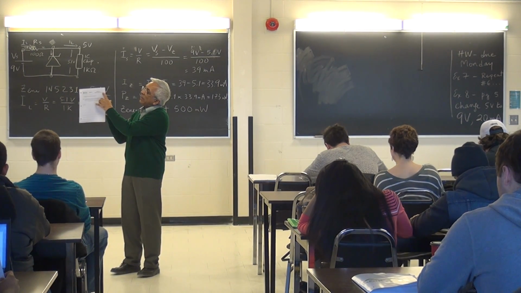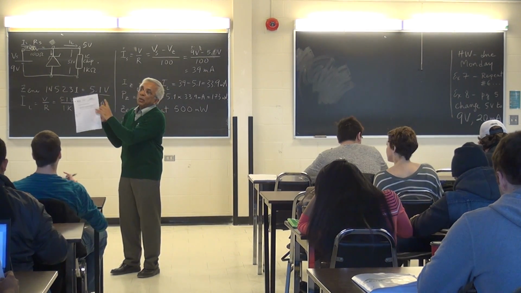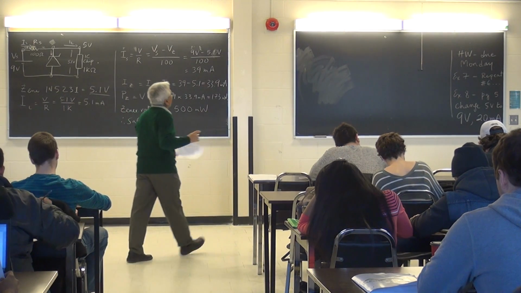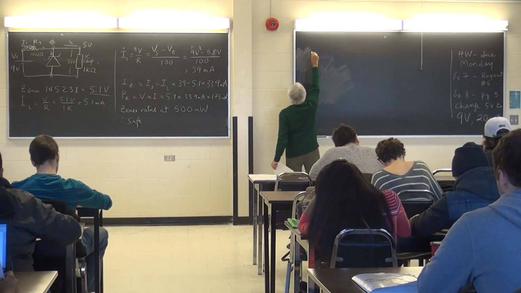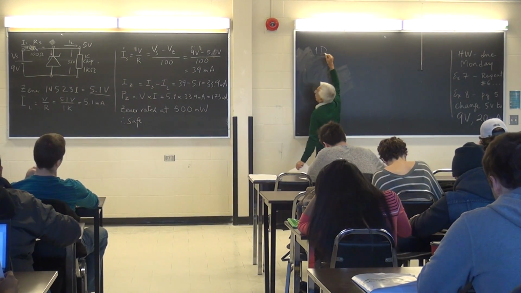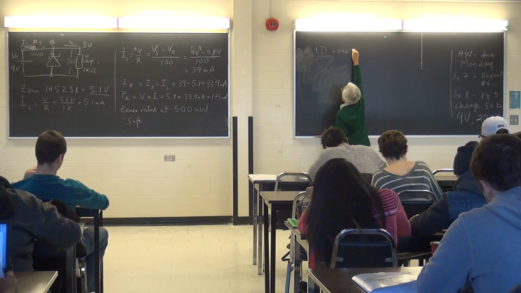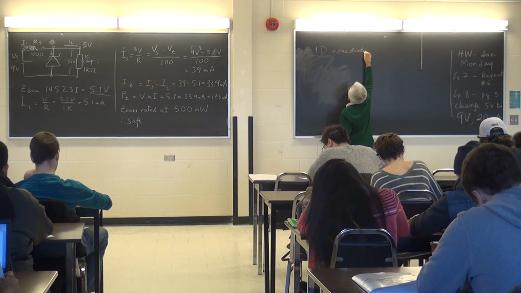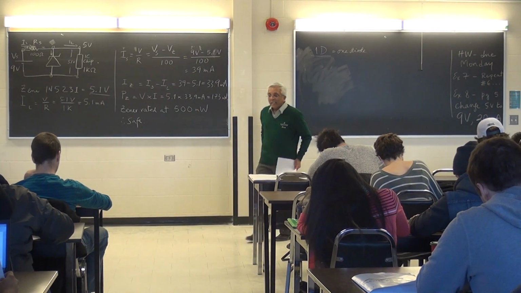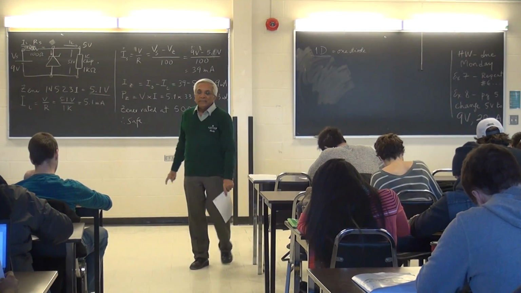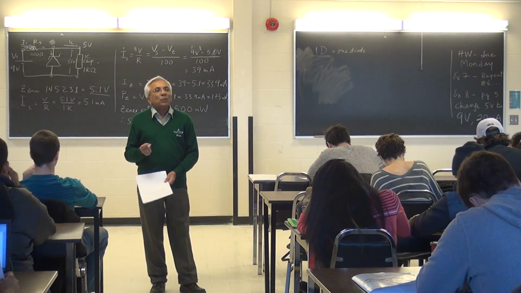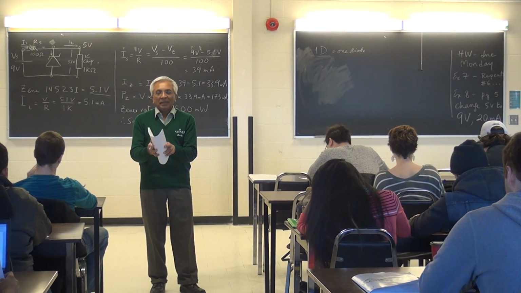Can you write down, right beside that title, 1D? 1D for one diode. So it takes only one diode to build a half-wave rectifier circuit. Okay?